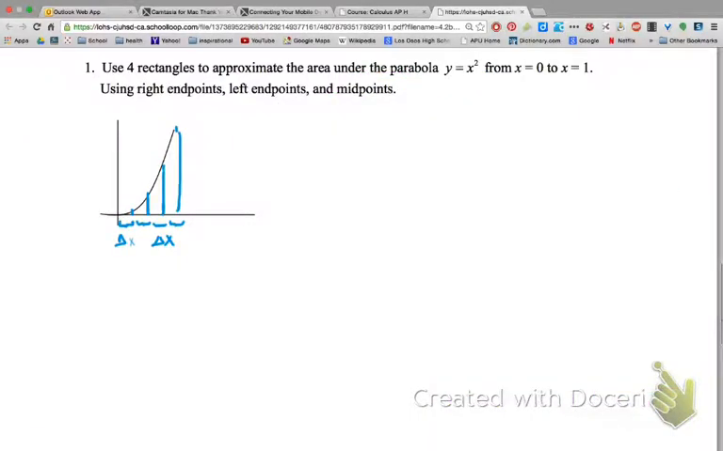So remember, on this one, I'm trying to attach to the midpoint of the rectangle. So it might be somewhere in here, the midpoint, somewhere in here, the midpoint, somewhere in here, and the midpoint somewhere in here. And so here's my 4 rectangles. 1, 2, 3, 4.